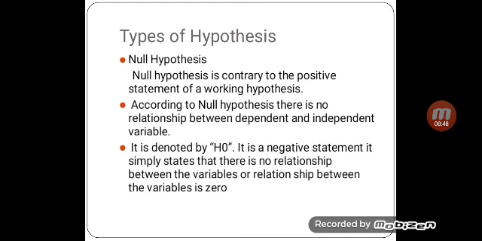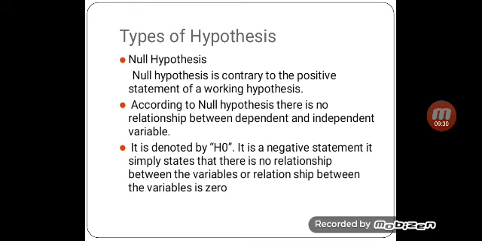It is denoted by H0. It is a negative statement. It simply states that there is no relationship between the variables, or the relationship between the variables is 0. There are two aspects here. One is there is no relationship between the variables. Another statement is the relationship between the variables is 0. 0 means nothing is there. This null hypothesis is denoted by H0, and it is a negative statement. You have to keep this in mind.